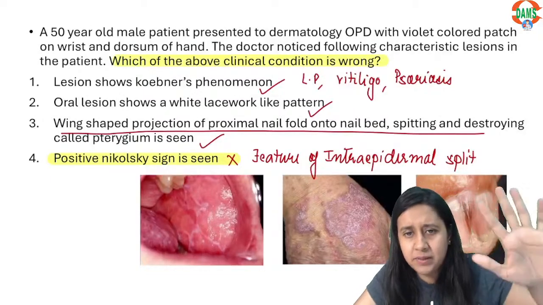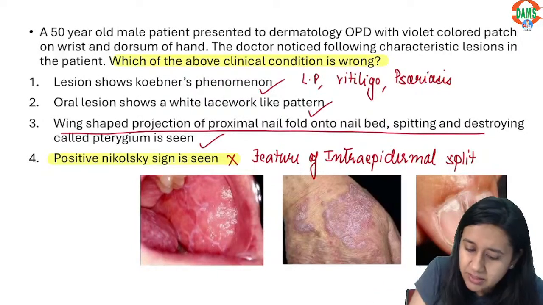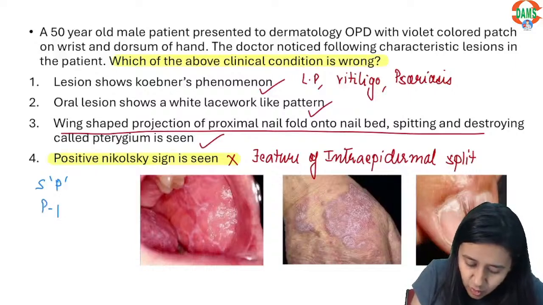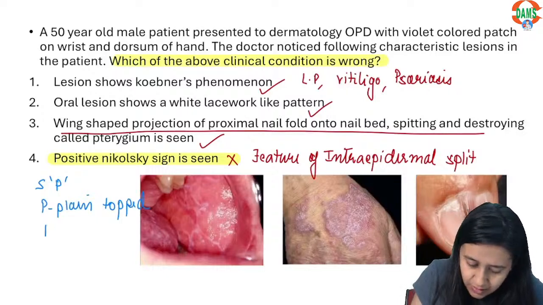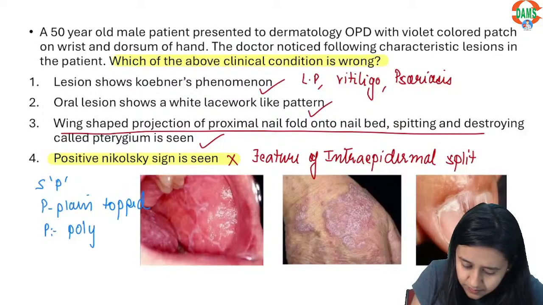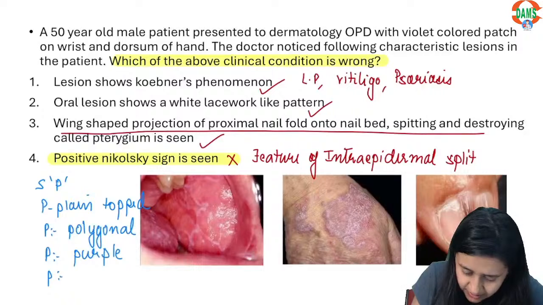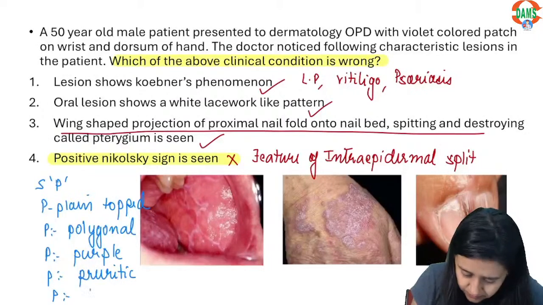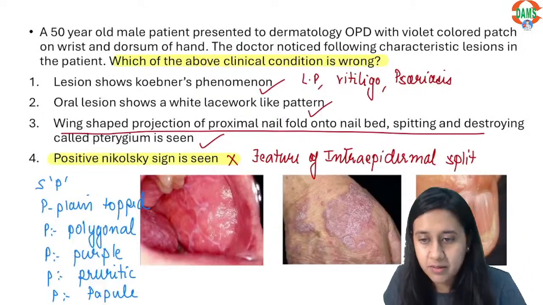We use 5 P's. Can you tell me what are the 5 P's of lichen planus? Anybody here can tell me the answer? You get plain topped, polygonal, purple, pruritic papules. So we have plain topped, polygonal, purple, pruritic papules.